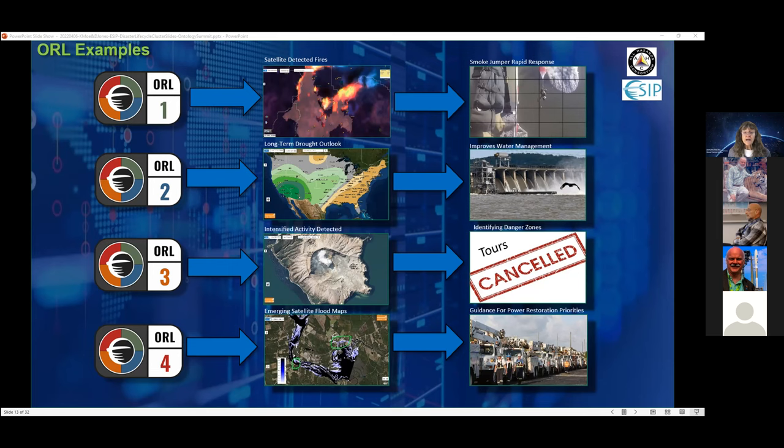The ORL4 example is the flood maps that are being developed. Again, this is kind of a joint NASA-NOAA product where these maps are collecting and integrating data from several satellites as a daily product. And this flood information is really very important for the fleet utility vehicles when they are trying to repair damage from hurricane and flooding damage and their restoration priorities. So it just kind of gives you a snapshot.